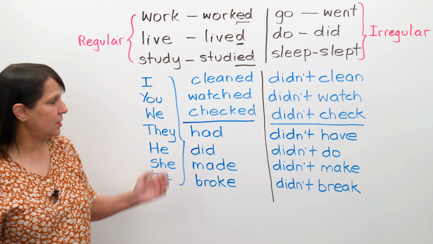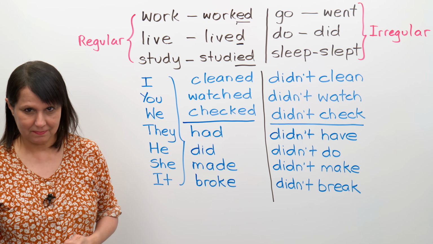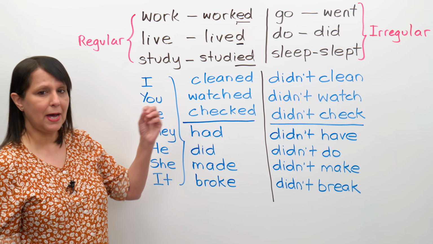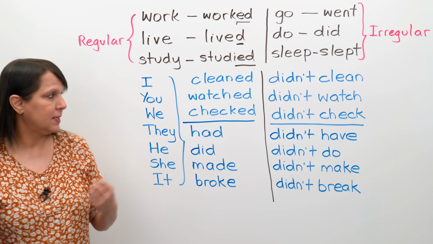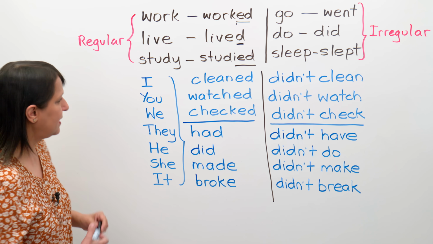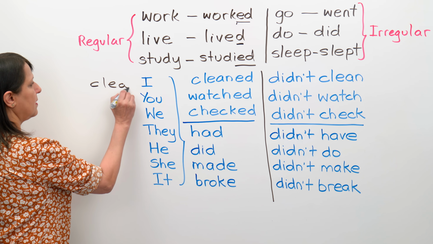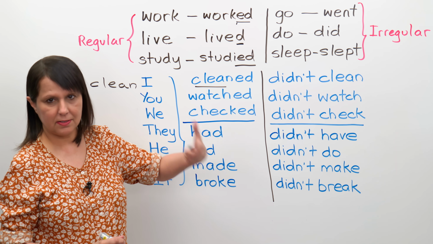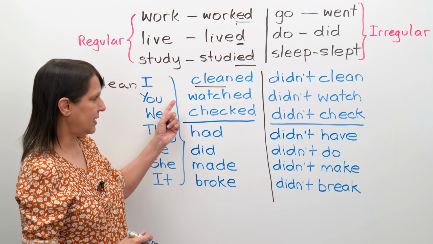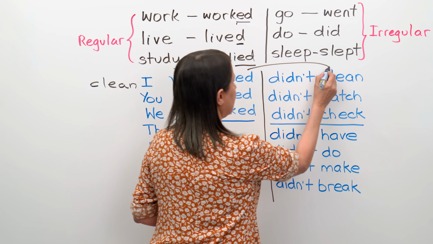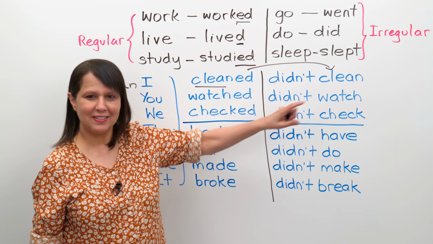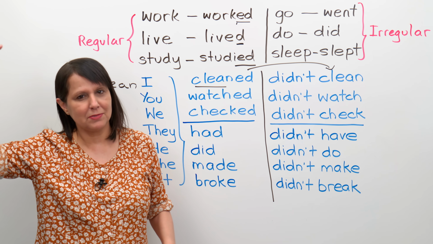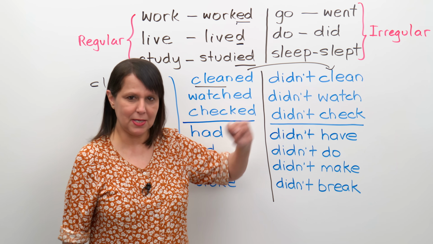So we could say, for example, I cleaned the house. But if I want to make it negative, all I do is I go back to the base form of the verb. So what was the base form of this verb cleaned? It was clean, right? The base form was clean. I just added the ed because it's a regular verb, past tense. I cleaned becomes I didn't, what? Clean. We go back to the base form of the verb. Isn't that lovely? It's actually easy because we don't have to remember something else.